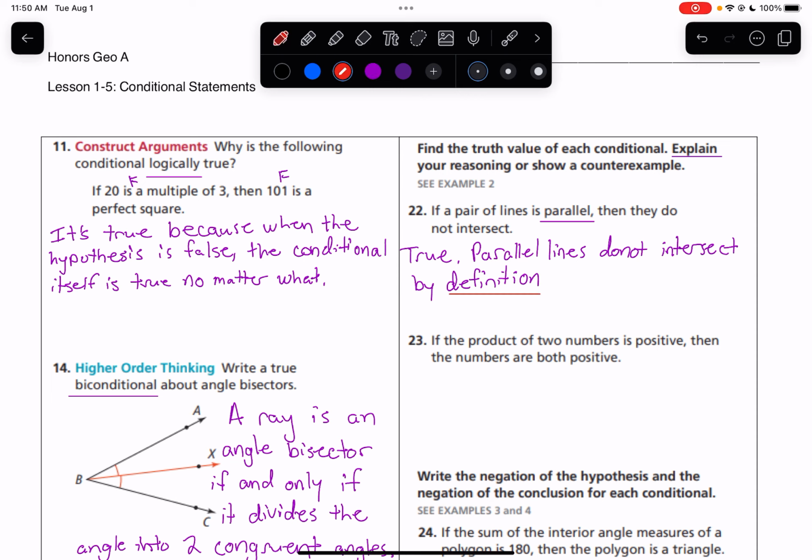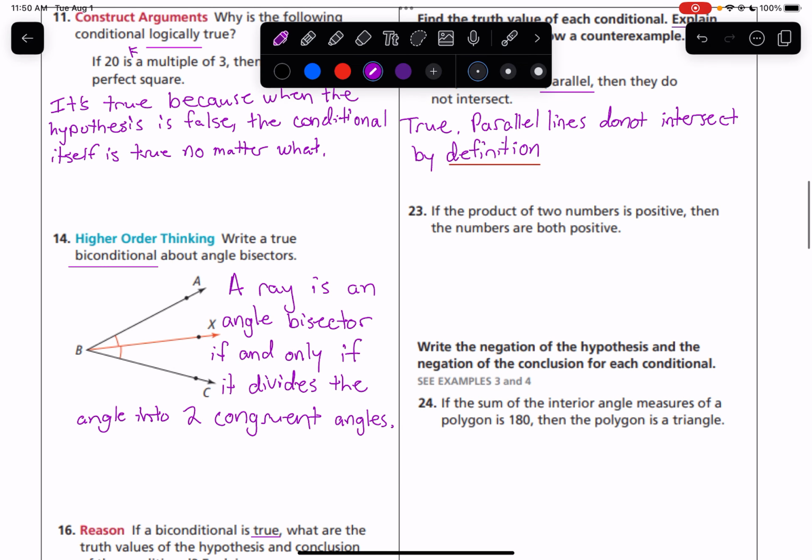We are allowed to use definition as a reason in geometry. We can say we know the definition of this thing, so we know that by definition this is something that doesn't intersect. Number 23, if the product of two numbers is positive, then the numbers are both positive.